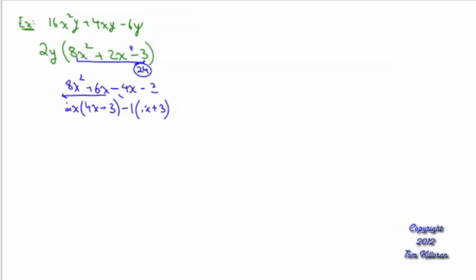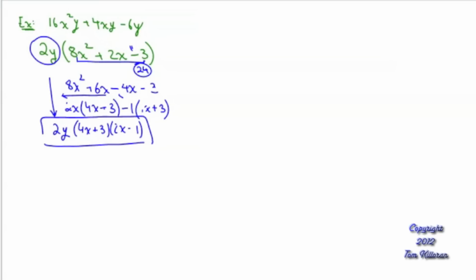And when you get to this point, you say, I must have done it right because the two binomials are identical. So you kick out 4x plus 3. What's left behind? 2x minus 1. And please do not forget the 2y that was sitting out in the front. Almost forgot. So your final answer is this ugly mess.